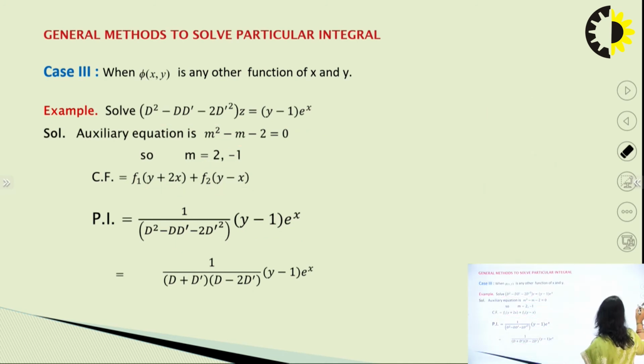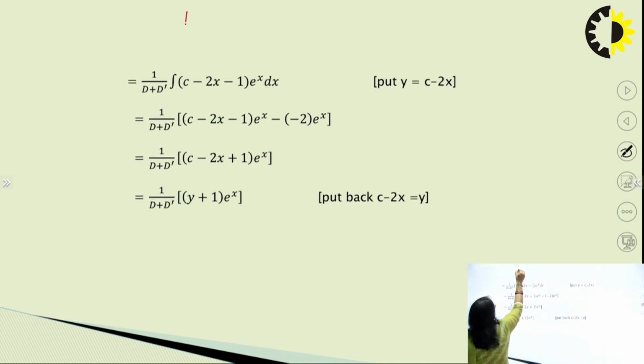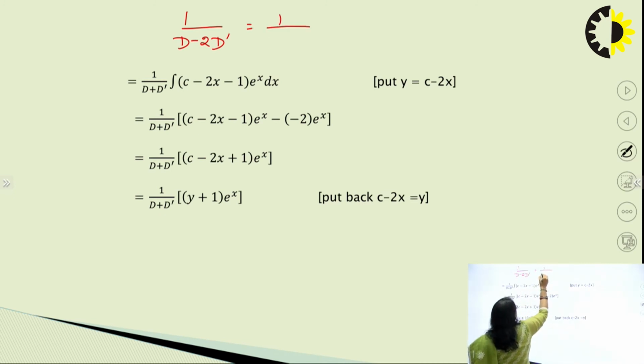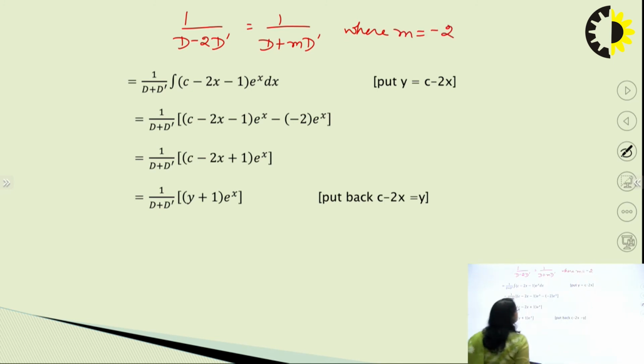So we have two factors. Now we will apply each of the factors one by one. First of all, I am applying factor 1 upon (D - 2D'). Here this factor can be written in the form D + mD', where m is -2. So therefore what I will do, I will replace y with c - 2x.